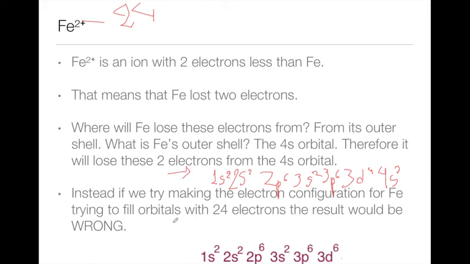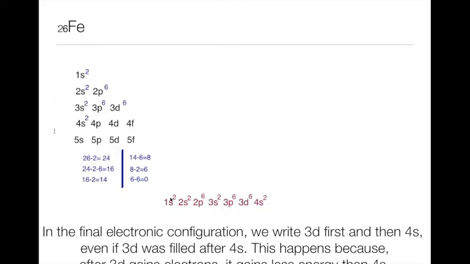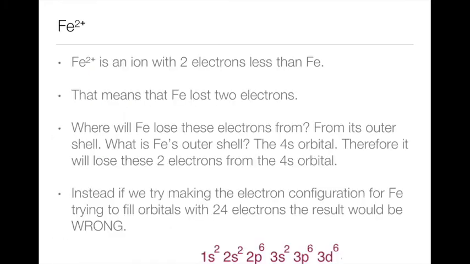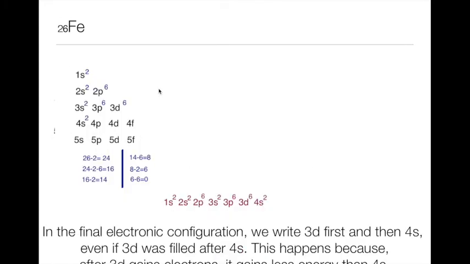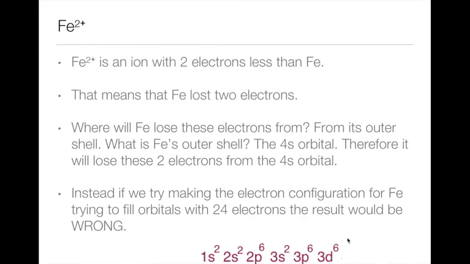So what we do, we write down the electron configuration for the complete iron atom, like that. And then, from the outer shell, we take the number of electrons. So this has 2 electrons less. Where are they going to be taken from? From the outer shell, therefore from the 4s2. And I will have this resulting correct electron configuration.